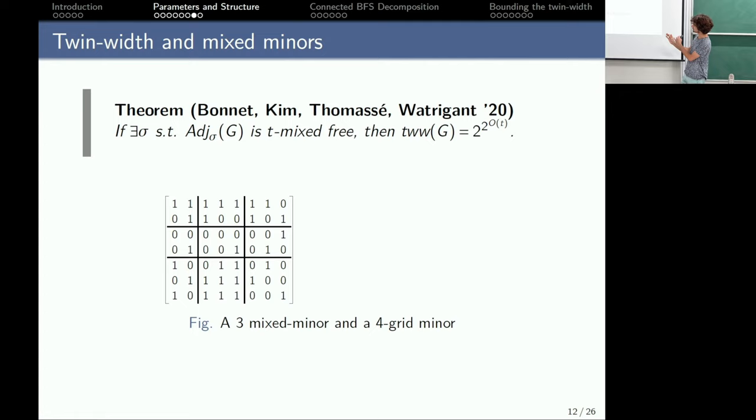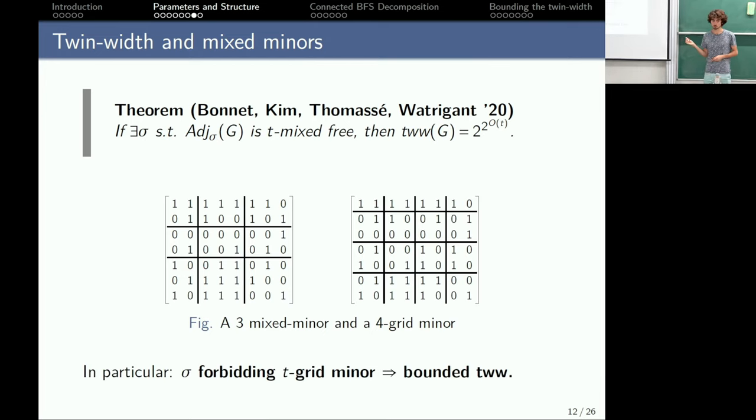A t-mixed minor is a division of your row sets and column sets into cells, such that each of the cells is complicated. We're not detailed here, but essentially each cell is not only a copy of the same row or the same column. The important thing to note is that if you can find an order on the graphs of your class such that for any cut that you do on your matrix, you cannot get such minors, such grids of arbitrary size, then you bound the twin-width.